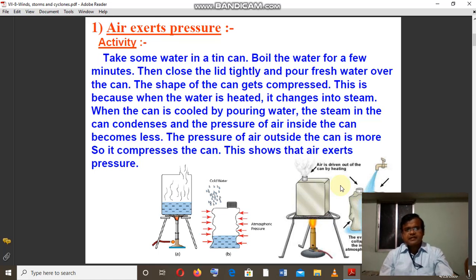Here we have taken some water in a tin can. Boil the water for a few minutes, then close the lid tightly and pour fresh water over the can. What do you observe? The shape of the can gets compressed.